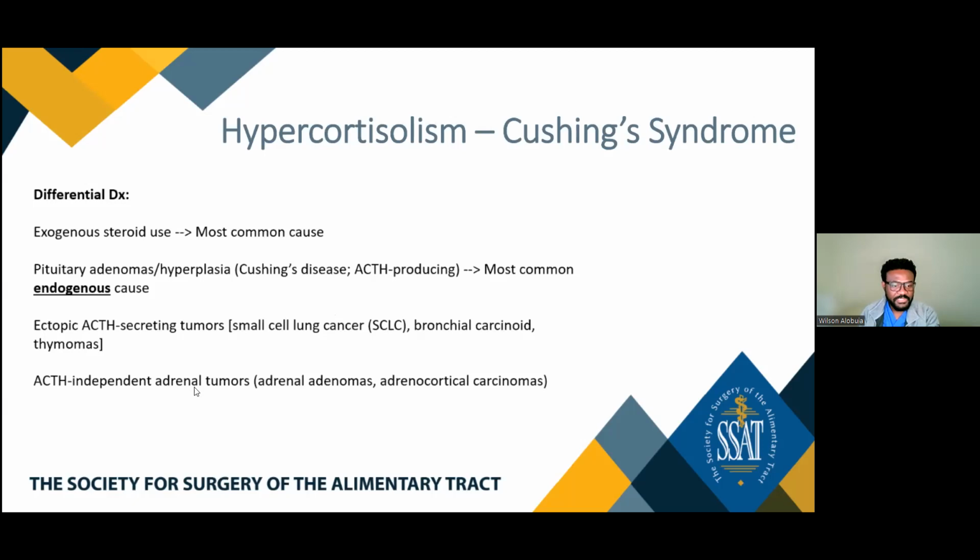And then you can obviously have intrinsic or primary adrenal tumors, so adrenal cortical cancers and adenomas that can produce cortisol as well.